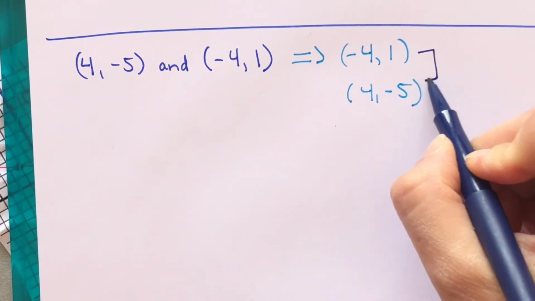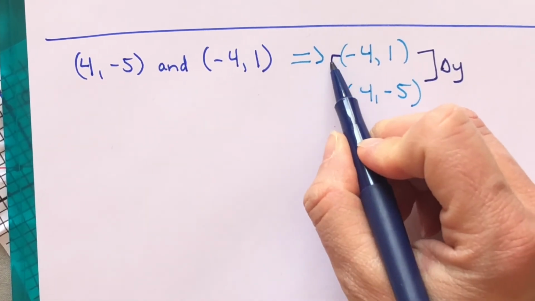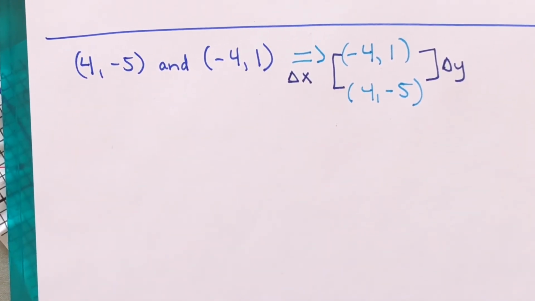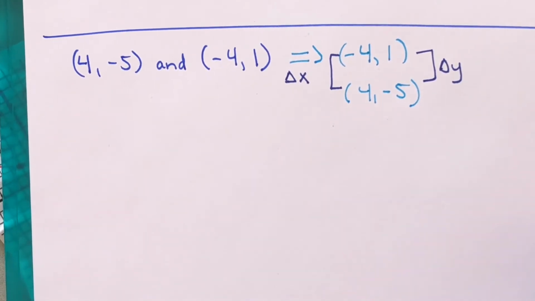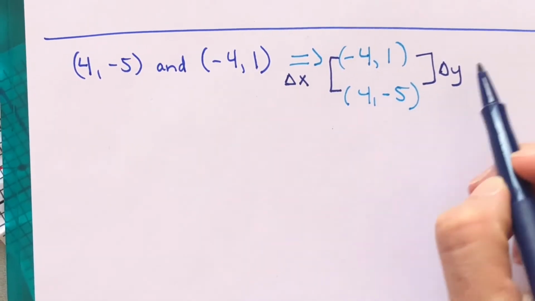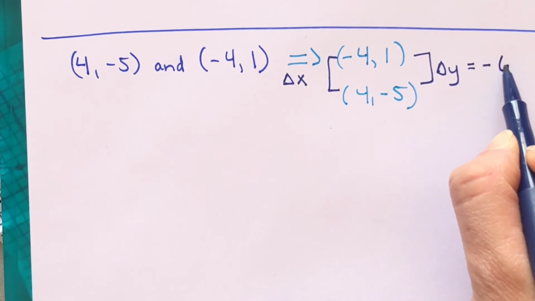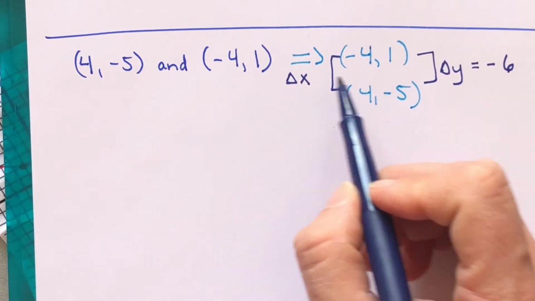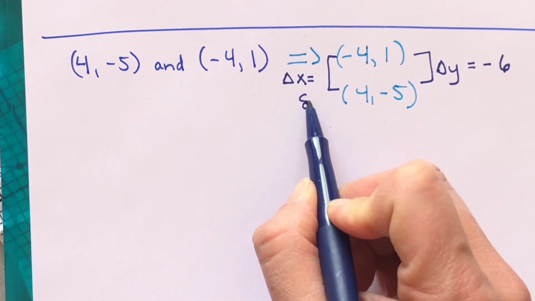So here's my change in y. Here's my change in x. If you find yourself making mistakes, mixing up x and y values, label what you're doing to make sure that you're not mixing up the x's and the y's. All right, so change in y goes from 1 to negative 5, so that's a negative change, down 6, and looks like x is going from negative 4 to 4, that's a change of 8.